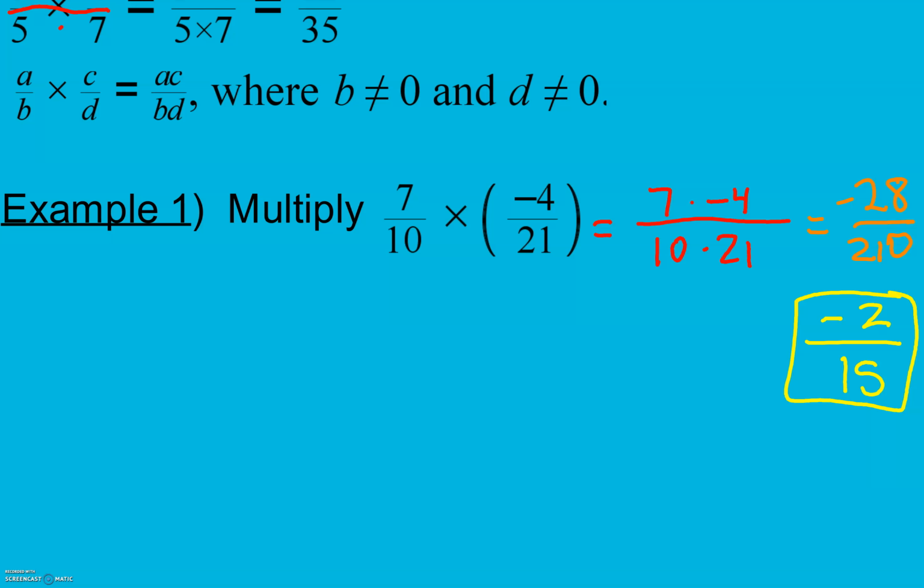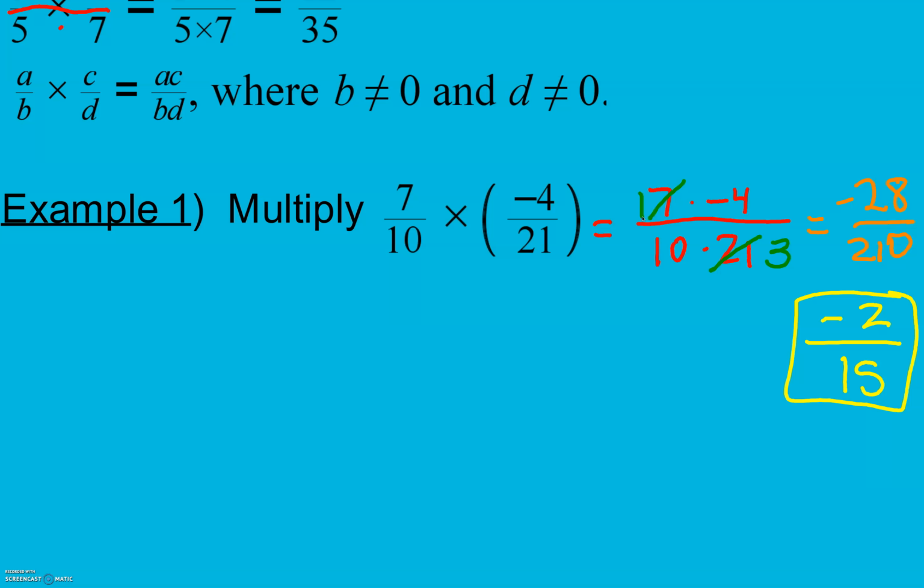The other way we can do this is we can look at our original problem and try and reduce right away. So in my numerator I have a 7. I can take that 7 out of 21 as well, and I'm left with a 1 and a 3. So 7 divided by 7 is 1, 21 divided by 7 is 3.